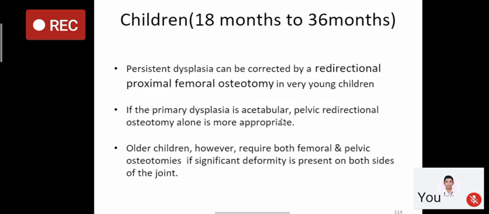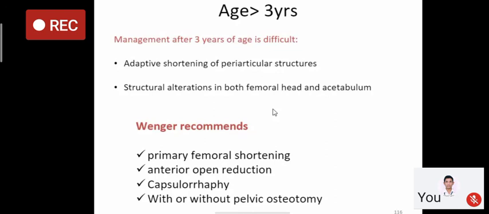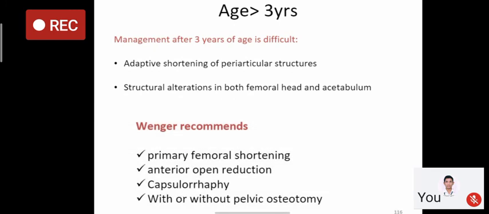If the primary dysplasia is acetabular, then we can go for pelvic redirectional osteotomy. Older children may require both. You remove a piece of bone, bring it back here, so that there is no pressure on the femoral head, and you fix it. More than 3 years, management is difficult. Adaptive shortening of the structures has taken place. So we have to go for proximal femoral shortening, anterior open reduction, capsulorrhaphy, with or without pelvic osteotomy.